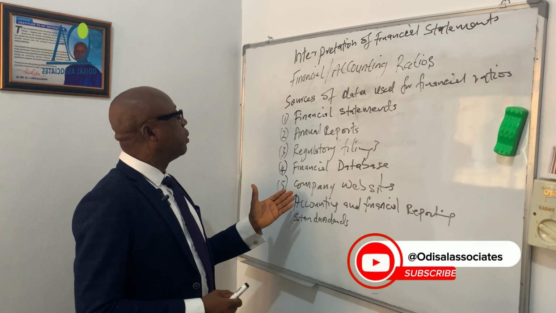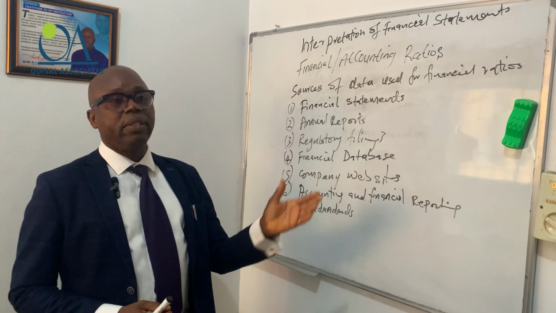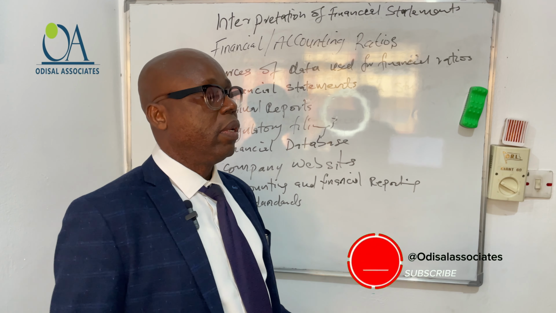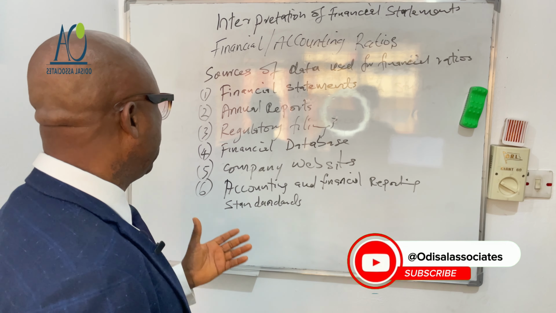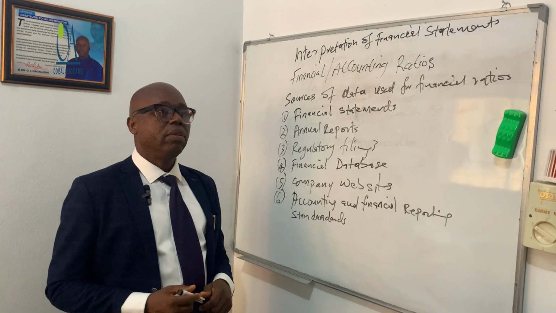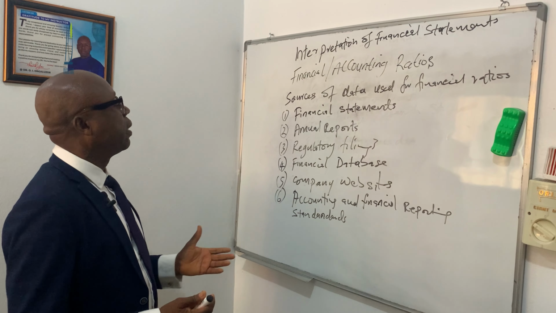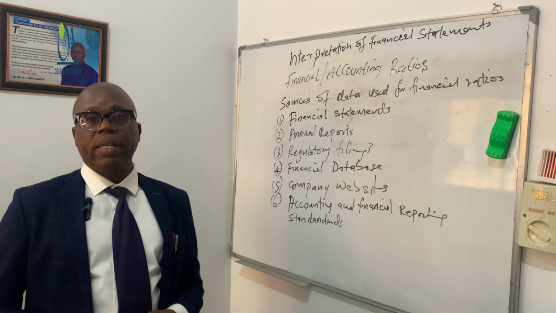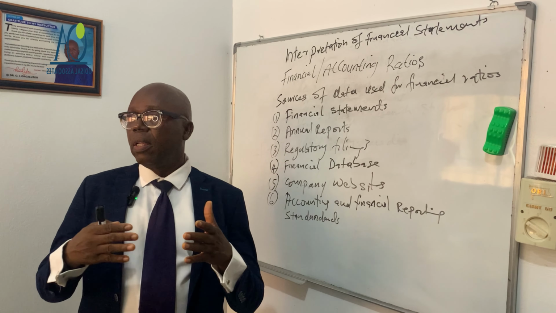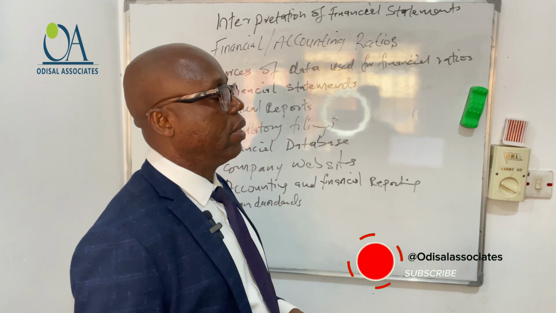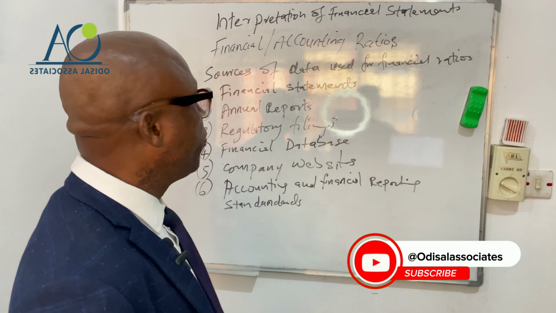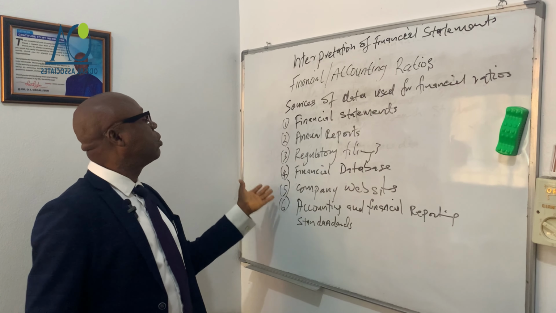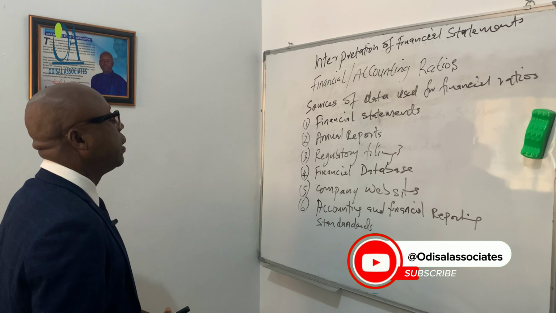And then we have some financial databases where you can also pull up data for calculating financial ratios. You can also go to company websites, the reporting entity's website, in order to get some information. In fact, you can get the financial statement, the annual report, from the company's website.